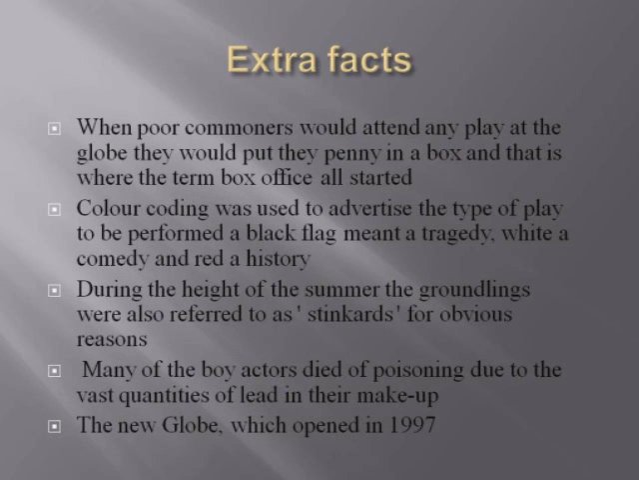Extra facts. When poor commoners would attend any play at the Globe, they would put their penny in a box, and that is where the term box office came from. Color coding was used to advertise the type of play that was being performed there. A black flag meant a tragedy, a white flag meant a comedy, and a red flag meant history. Many of the boy actors died of poisoning due to the vast quantities of lead in their makeup. The new Globe opened in 1997.